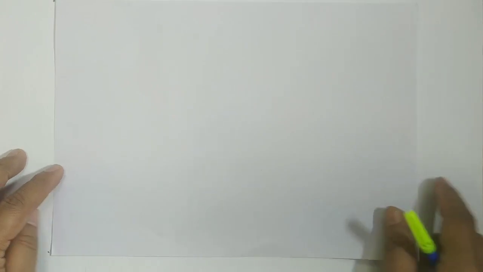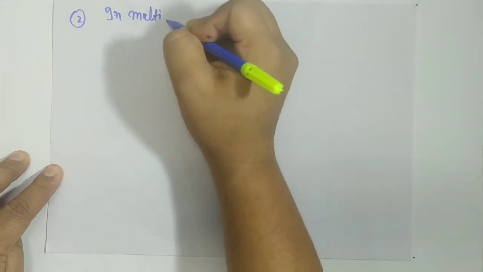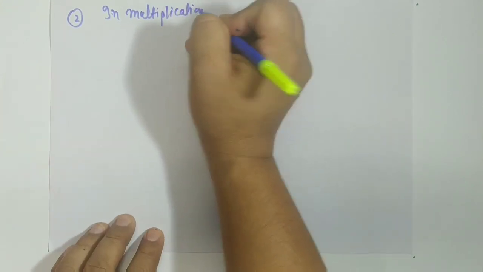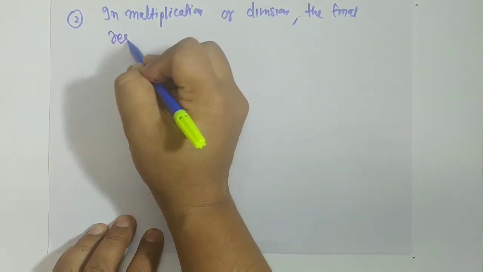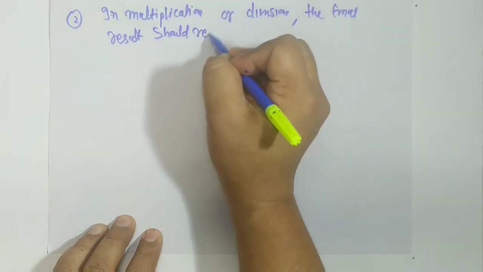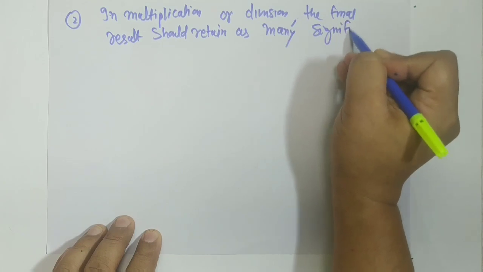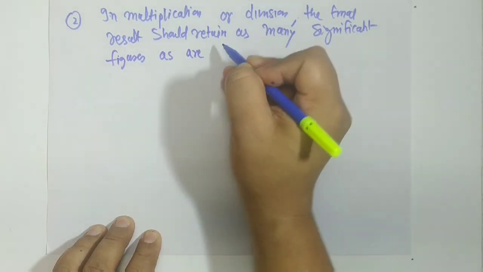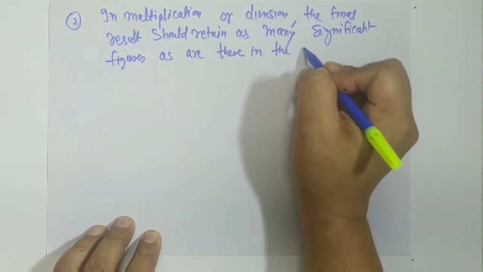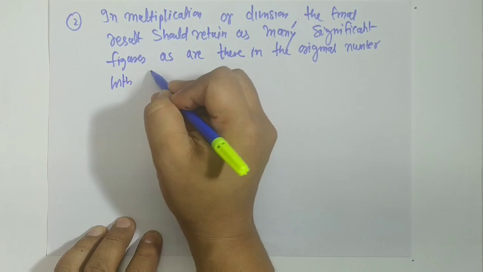Now we'll talk about multiplication and division. What happens in that case? In multiplication or division, the final result should retain as many significant figures as are there in the original number with the least significant figures.